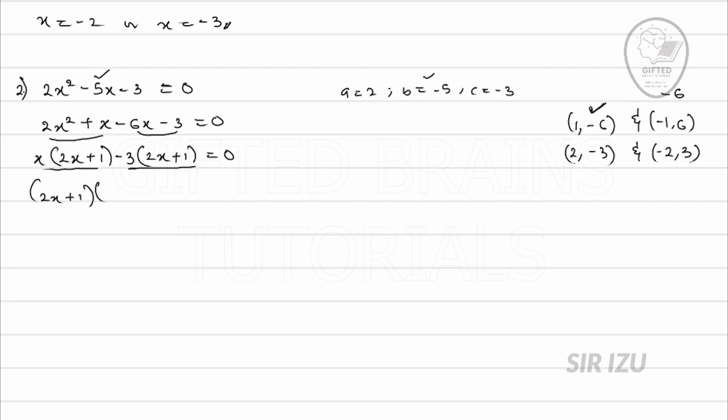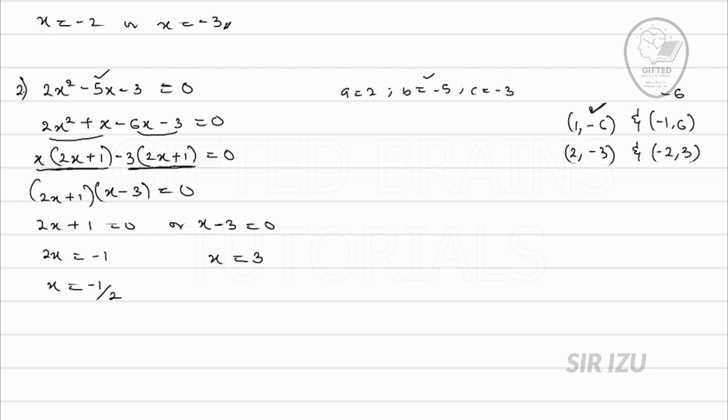Again, if 2x plus 1 gets factorized in the first term, what do we have left? That's x. If 2x plus 1 gets factorized in the second term, what do we have left? It is minus 3. So it equals 0. So you can say 2x plus 1 equals 0, or x minus 3 equals 0. And so we can say 2x is equal to minus 1, and dividing both sides by 2 gives us that x is equal to minus 1 over 2. Again, we can say here that x is equal to 3 for the second answer. So that's that about that.